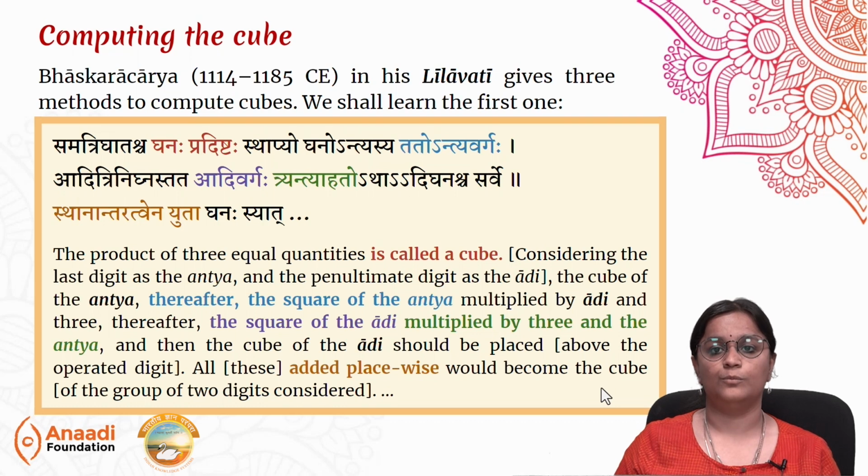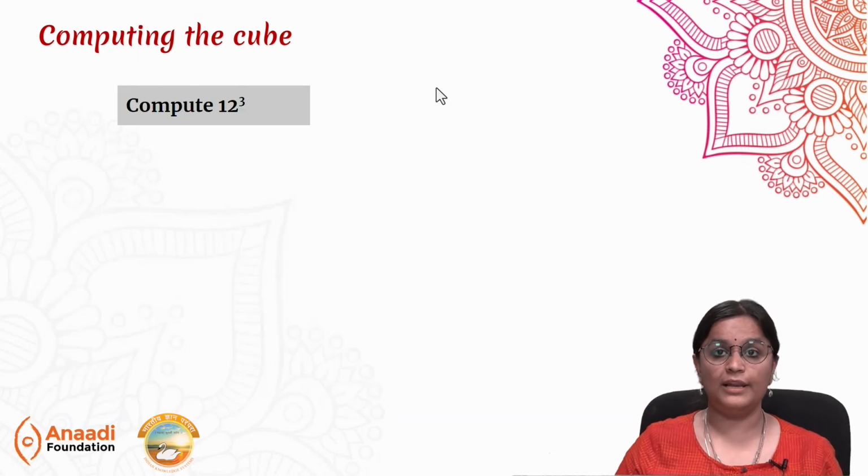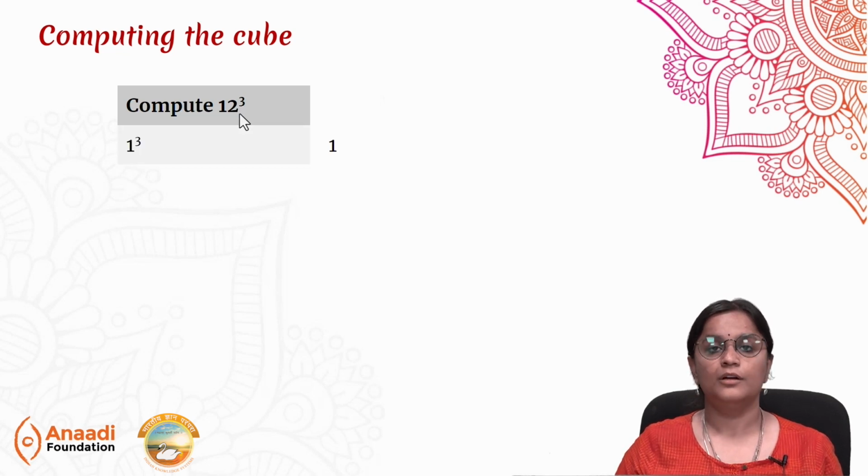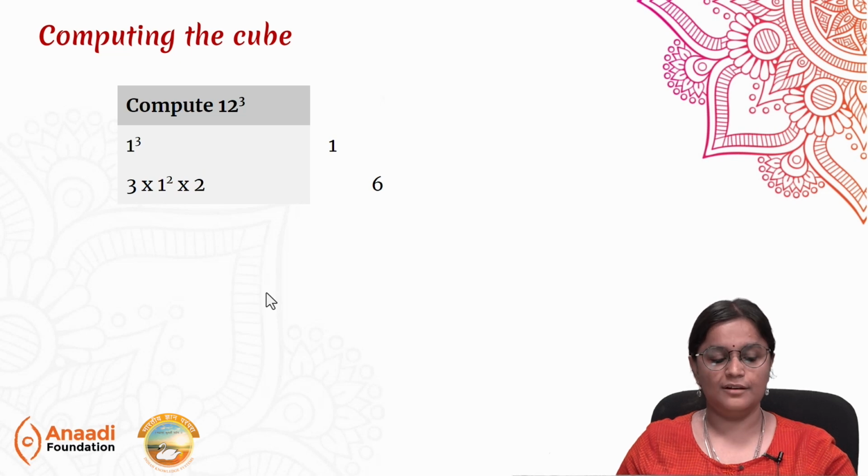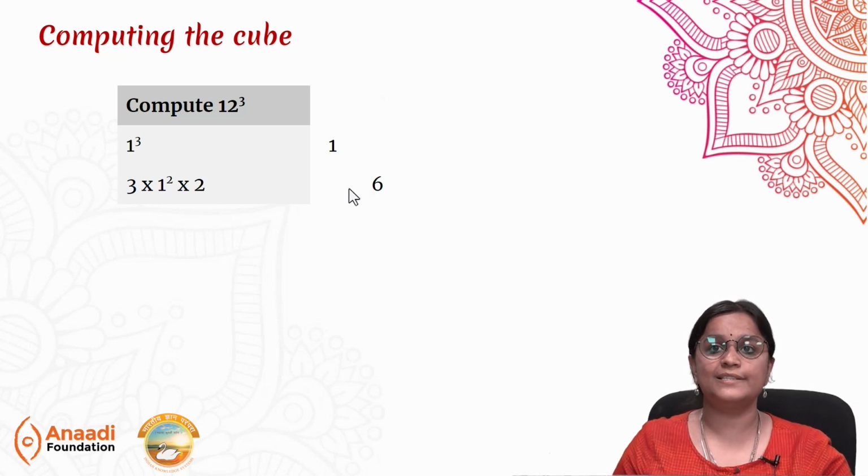Let us see how. Let us try computing 12 cube. In this case, 1 will be our Antya and 2 will be our Adi. To start the process, we'll write down our Antya and cube it. So 1 cube gives us 1. Next, we find 3A square B, which is 3 into our Antya squared multiplied by 2, which is our Adi. This gives us 6, and this is precisely where we will also slide it by one place, as you can see on the screen.